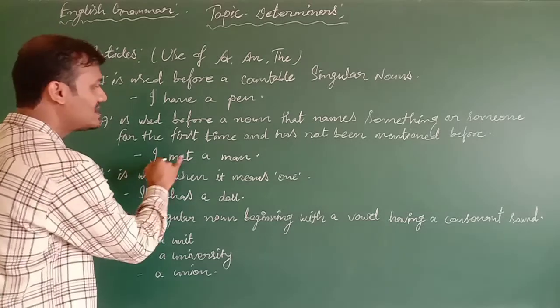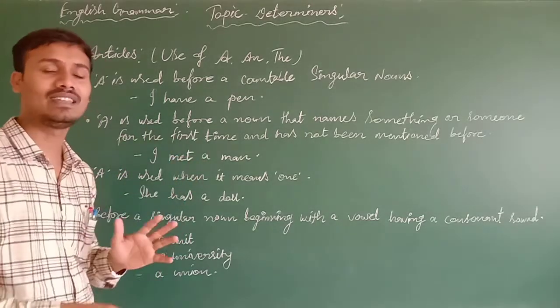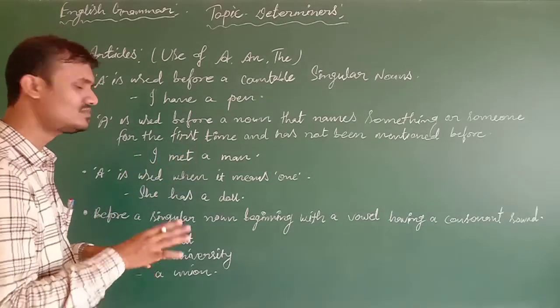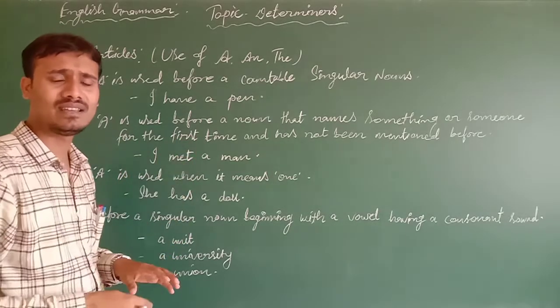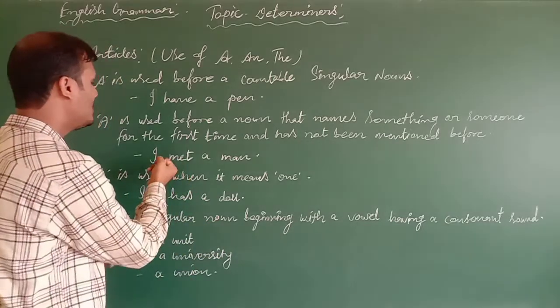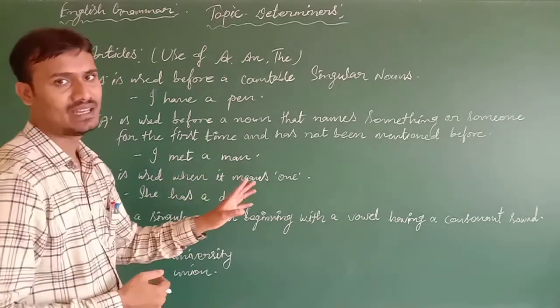Like, I met a man, मैं एक व्यक्ति से मिला, and that man is unidentified, means I don't know, I'm talking about a new person. That man has not been mentioned earlier, that man has not been mentioned before. So in this sense I will be using, I met a man.